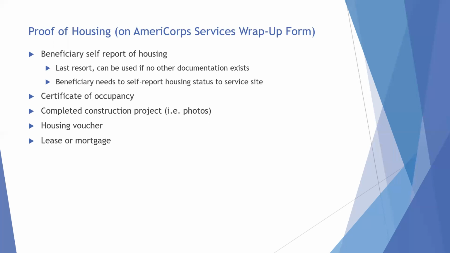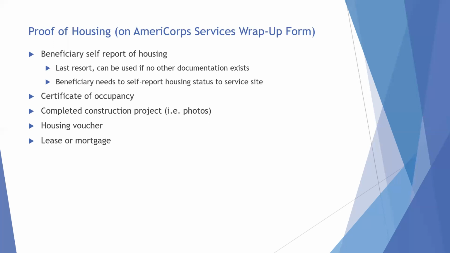The first option is the beneficiary self-report of housing. That's not like a form that we need to collect, but it is something that can be used if no other documentation exists. Essentially, the beneficiary just needs to self-report their housing status to the service site, because your service site supervisor or another employee is going to sign off when you complete the AmeriCorps services wrap-up form.